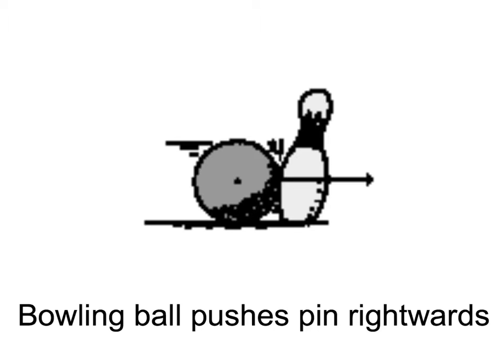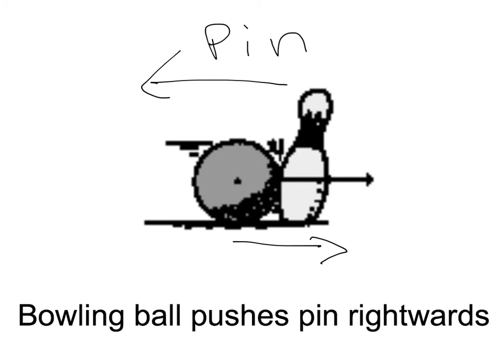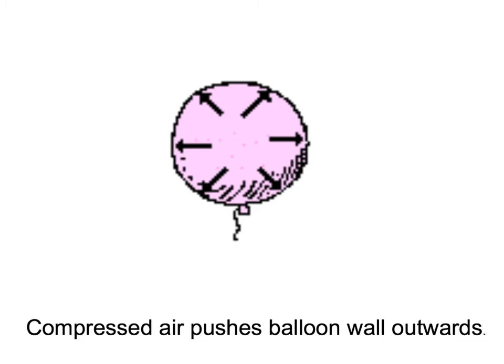So now we have a bowling ball pushing to the right. What would be our reaction? The pin pushing to the left, back on the ball. Next, compressed air pushes a balloon outward. So the air is going this way, but the balloon is going to go that way.